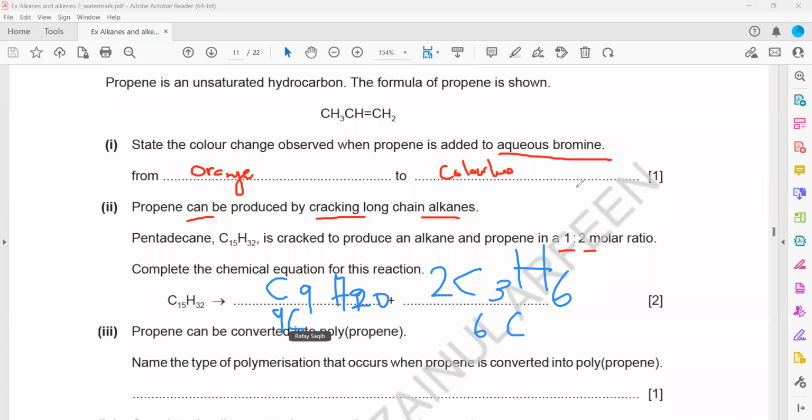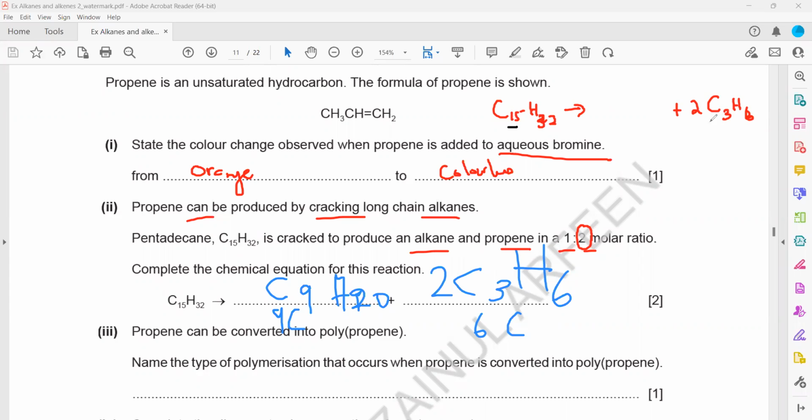So you have pentadecane, like I'm writing it here, C15 and H32. That is pentadecane. They mention that it is producing two molecules of propene and one remaining alkane. Two molecules of propene: prop means 3 carbon and it's ene, so the number of hydrogen should be twice, and there are two molecules. So we put 2 here. This is 2 molecules.